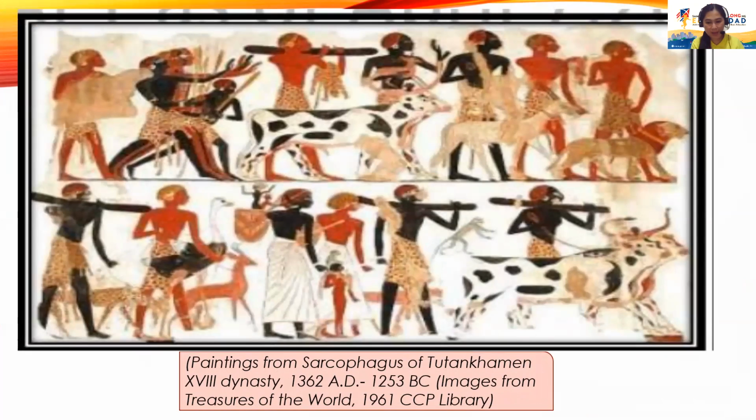Images from Treasures of the World, CCP Library. The paintings on the walls of the tomb showed events of the life of the king while he was still on earth and the scenes he expects to encounter in the underworld after his death. The purpose of this painting is to make the deceased's afterlife pleasant, for him to be at peace after his death.